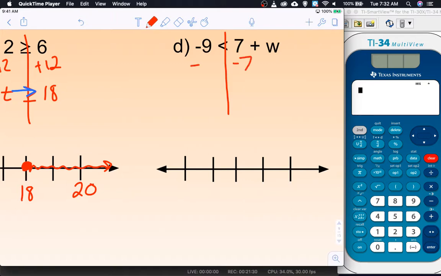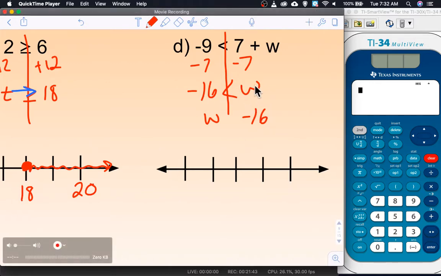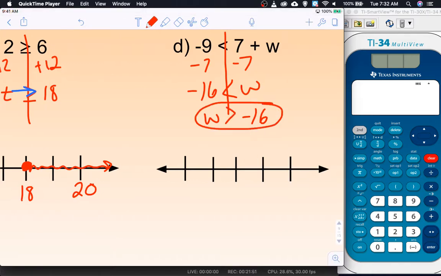So -7, -7, W, and that's -16. My variable is on the wrong side, so I'm going to flip it. I'm going to put the W here and the -16 there. And when I flip the direction of the inequality, I'm going to flip the symbol too. So now, instead of being a less than, it is a greater than. That's the one I want to graph from.